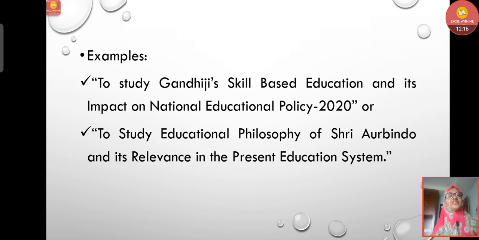So let's see the examples here. To study Gandhiji's skill-based education and its impact on National Education Policy 2020, or to study the educational philosophy of Sri Aurobindo and its relevance in the present education system. So these are the best two examples here.